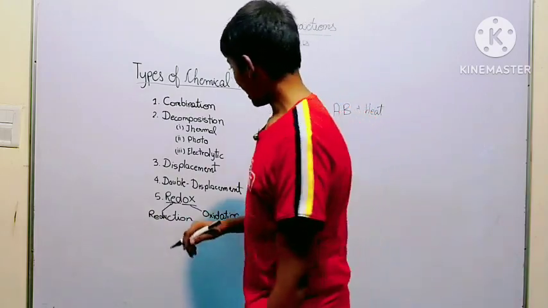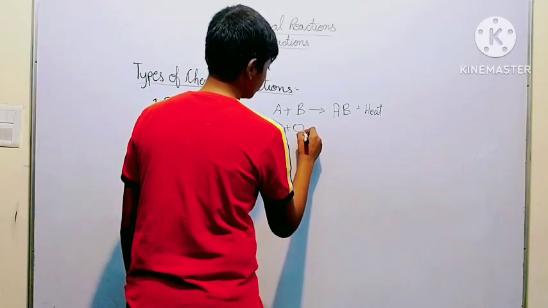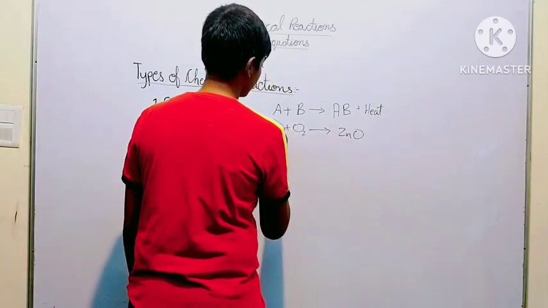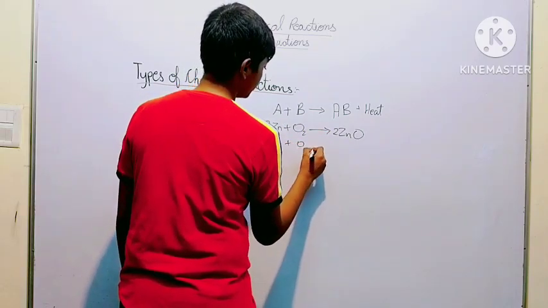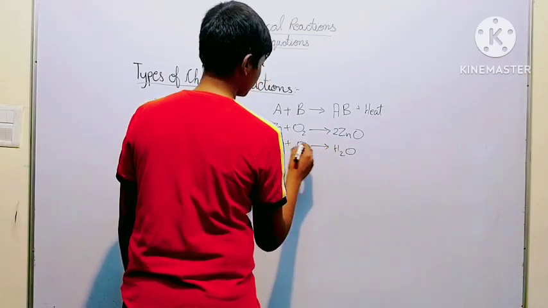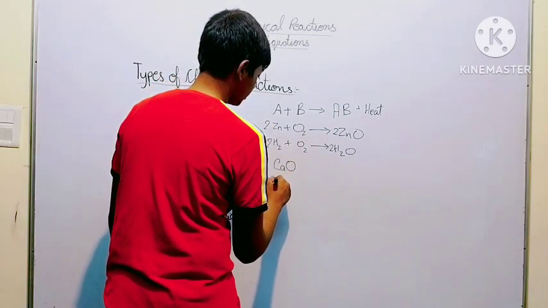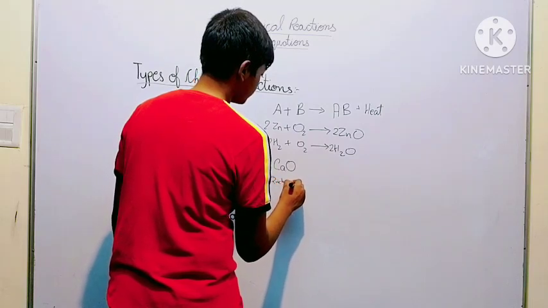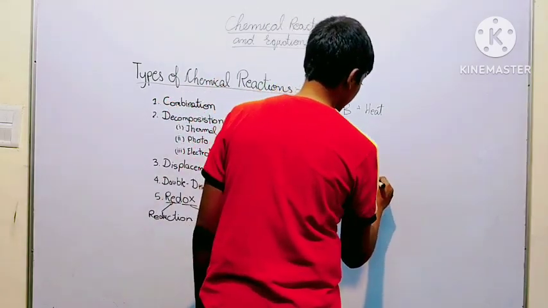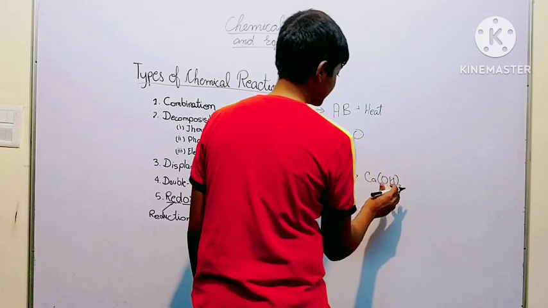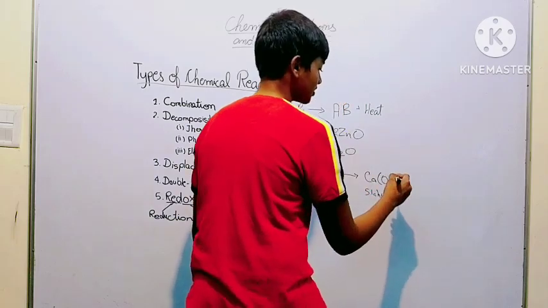A few examples of combination reactions can be Zn plus O2 giving ZnO, H2 plus O2 giving H2O, and CaO, which is quicklime or calcium oxide, with H2O, water, to produce Ca(OH)2, calcium hydroxide, which is slaked lime. In this process as well heat is released.